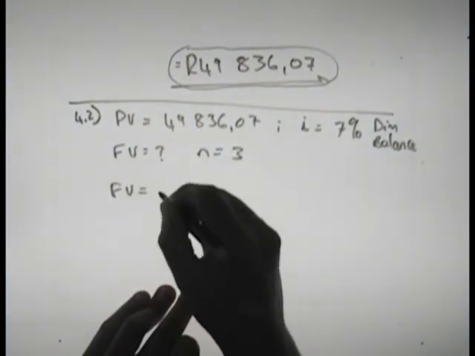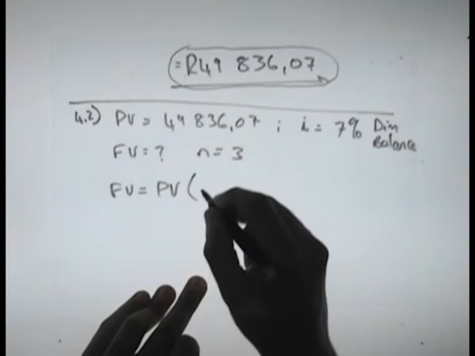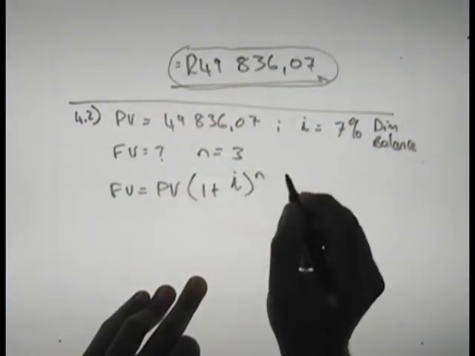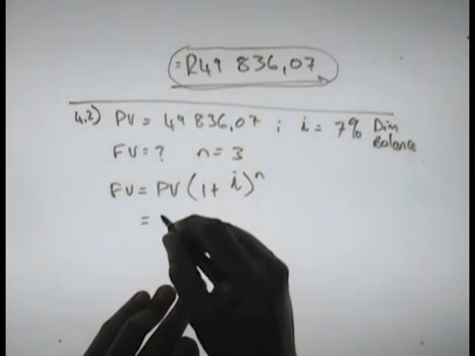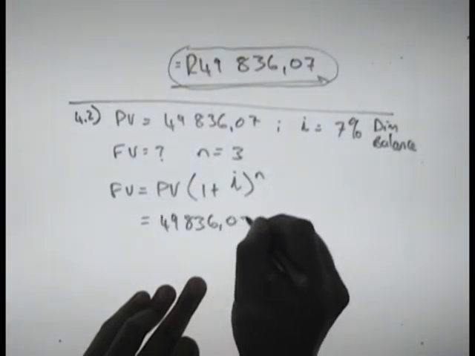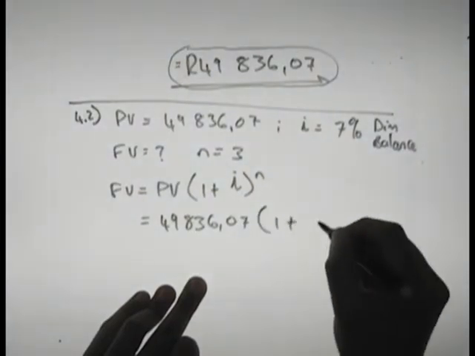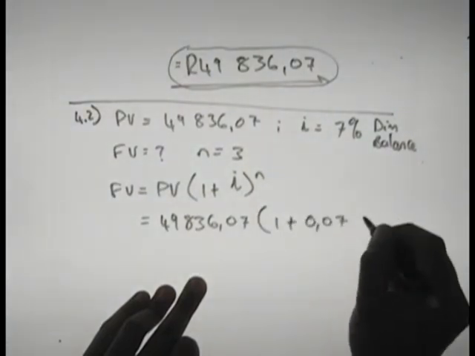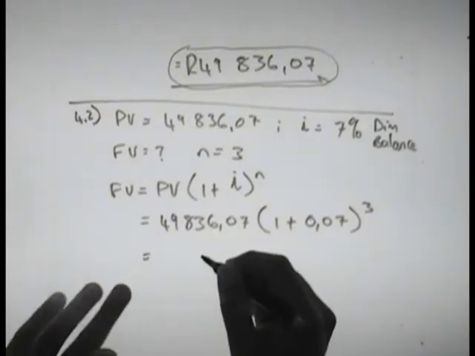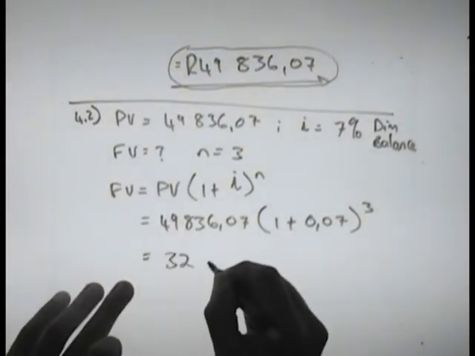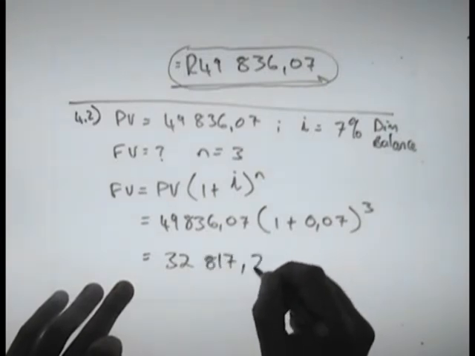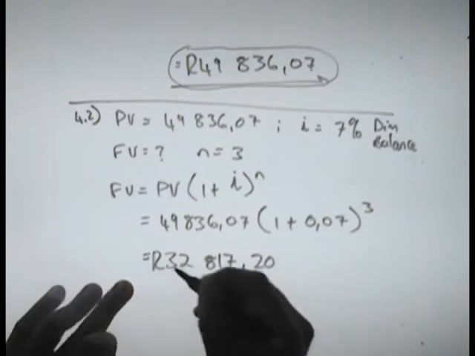We'll say future value is equal to present value times 1 plus I to the power n, which is going to equal 49,836.07 times 1 plus 0.07 to the power 3, which will give me an answer of 32,817 Rand and 20 cents.